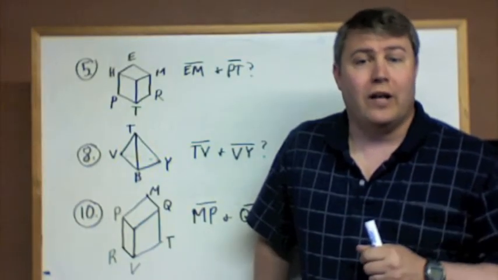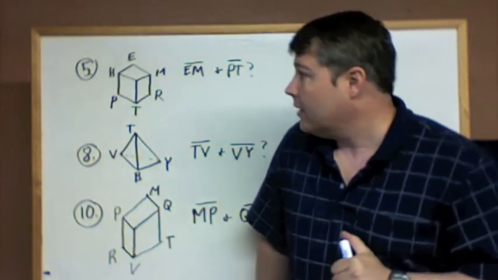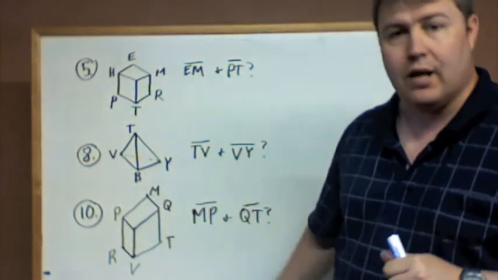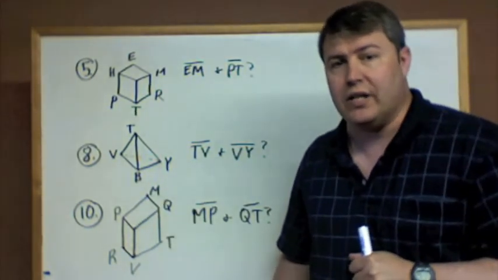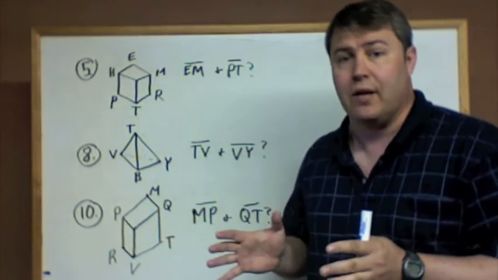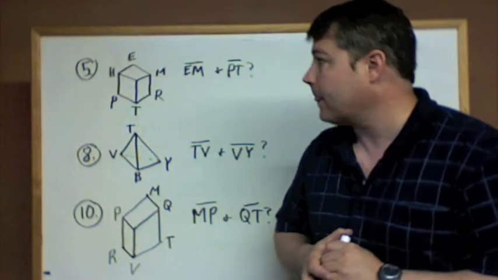This is section 1.8, and I'm just going to work three examples from the worksheet. I'm going to work number 5, number 8, and number 10. First, number 5, you're given this drawing, and then it's going to give you two segments and ask, what is the relationship between those two?